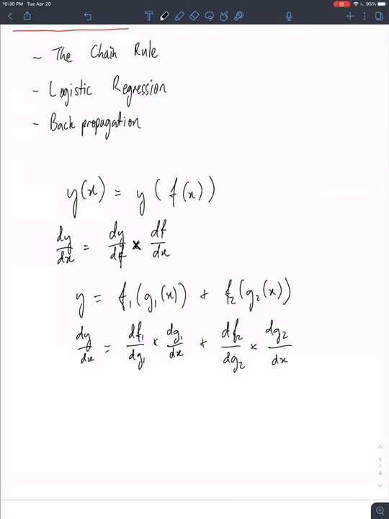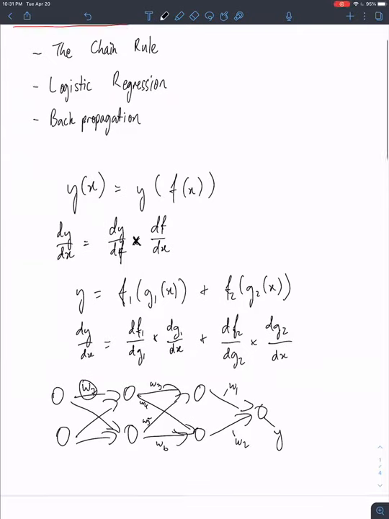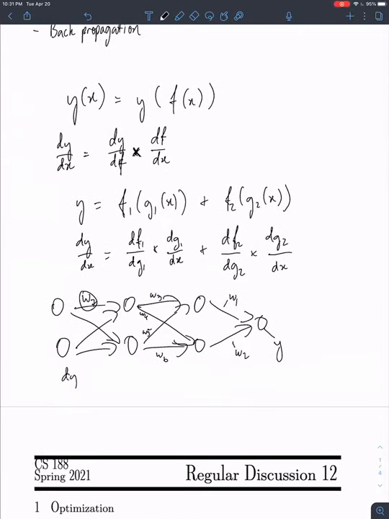One way this could come up is if you have a neural network, right? Suppose you have a neural network like this. There are weights like this, there are weights like this. Suppose this is the output, y. And this is W1, W2, W3, W4, W5, W6, and let's say this one is W7. W7's right here. Well, what's dy dw7?